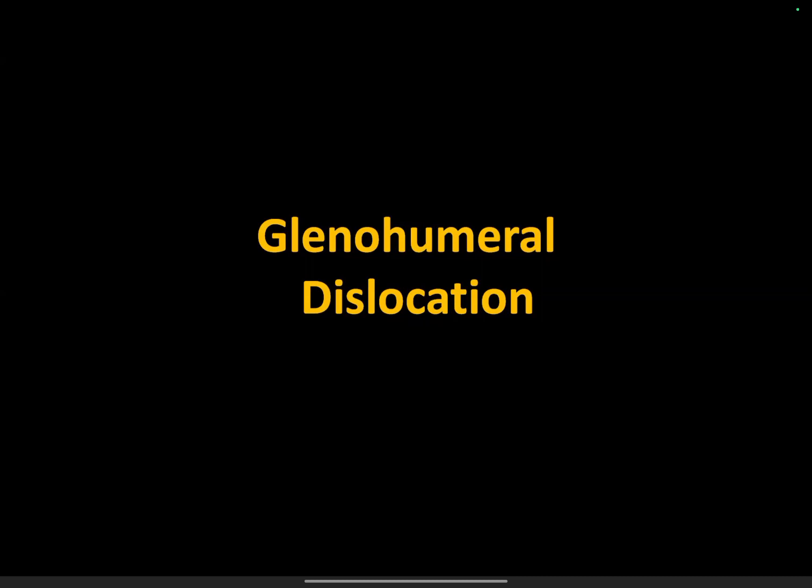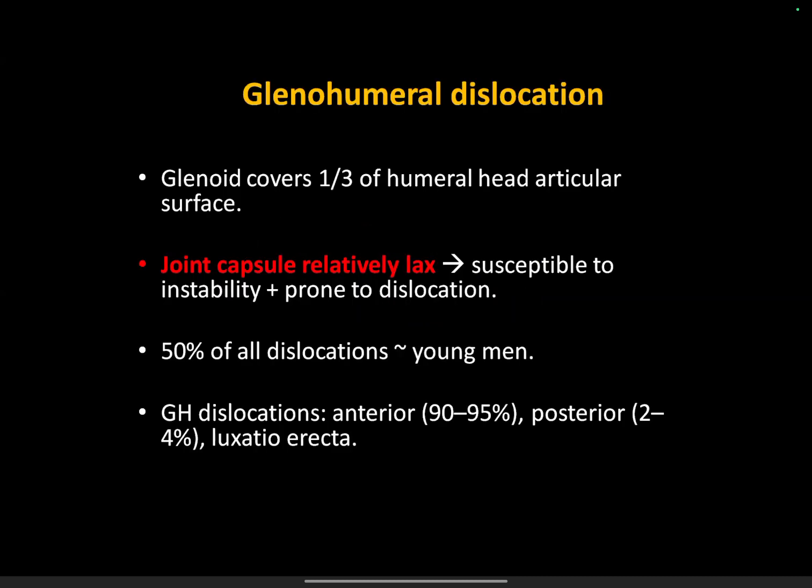The second part is glenohumeral dislocation. Now, the glenohumeral joint is basically made of the articulation of the glenoid with the humerus. The glenoid covers 1/3 of the humeral head articular surface. And basically, the joint capsule is lax. Because it's lax, it's susceptible to instability and prone to dislocation.